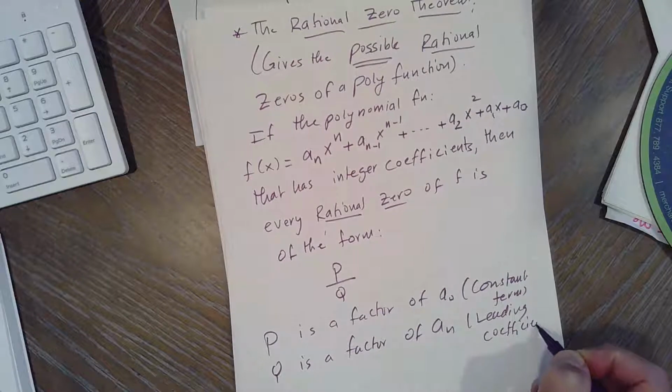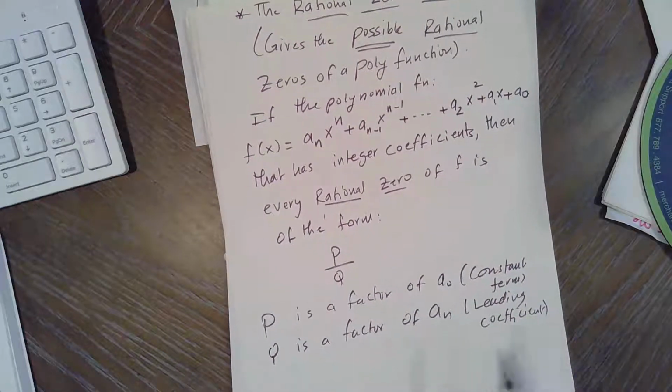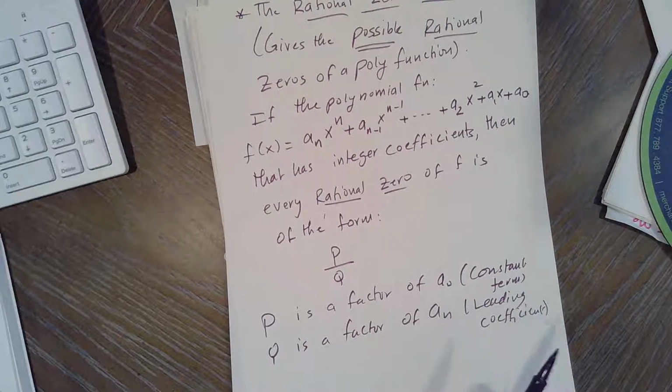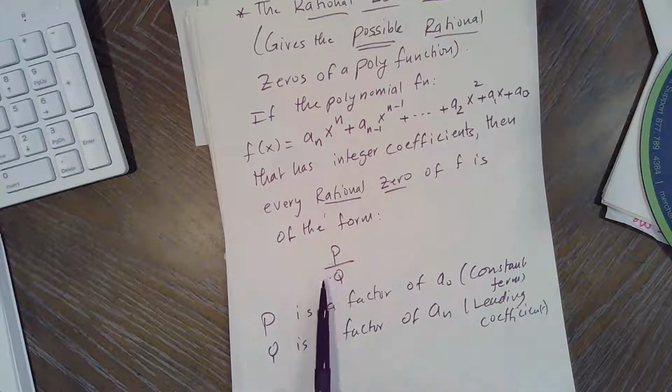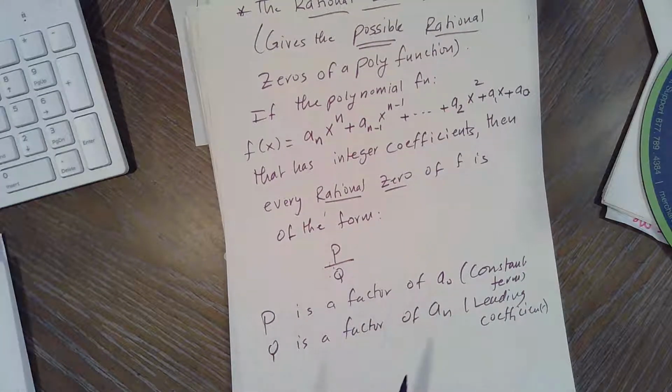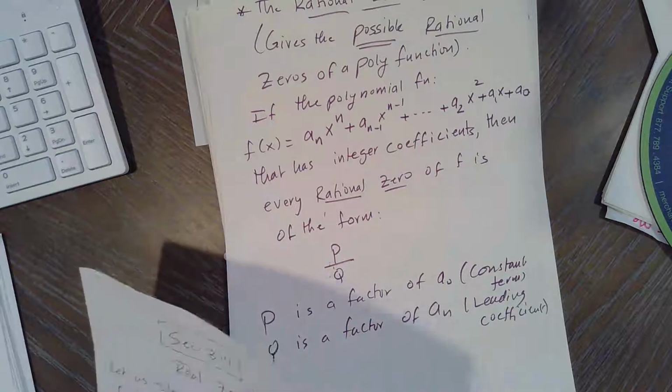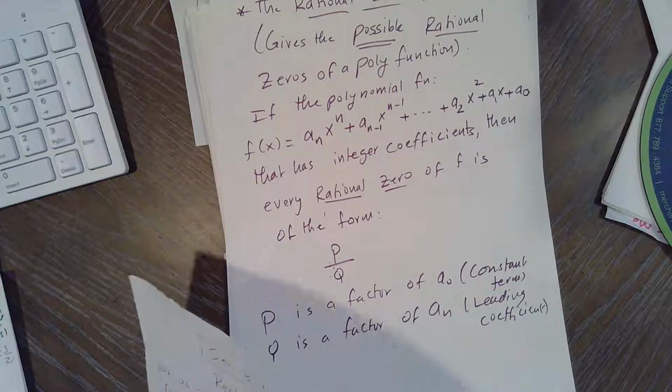And this tells me these are not necessarily going to be zeros. They're possible rationals. So if I'm looking for a rational zero, where do I look? I look for these values, okay? The factors of p over q.